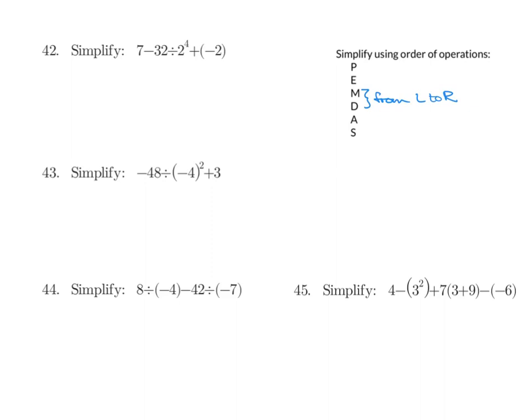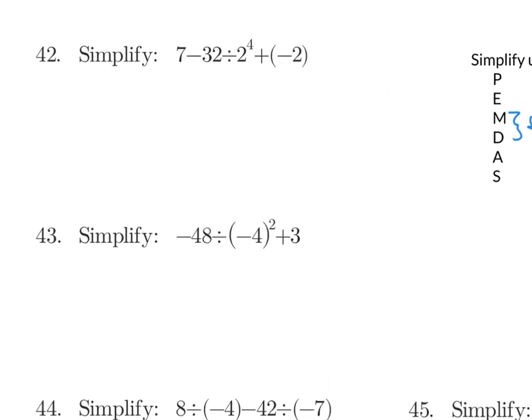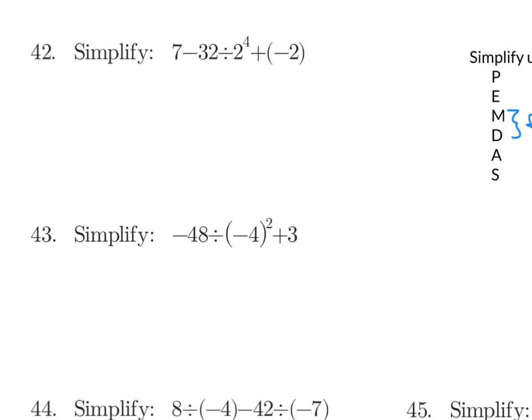Okay, so for problem 42, do we have parentheses? As we have nothing that can simplify inside the parentheses, we do not. So we're going to go ahead and move over to our exponents. We have 2 to the 4th. 2 to the 4th, what is that equal to? Well, 2 times 2 is 4, times 2 is 8, times 2, which is our 4th 2, is 16. From here, we can go ahead and multiply and divide. We get 32 divided by 16 is 2.